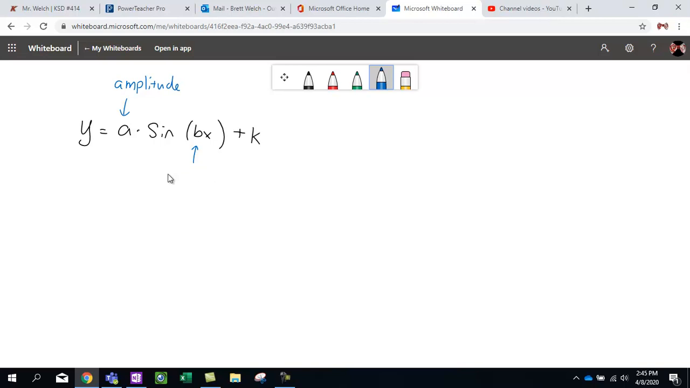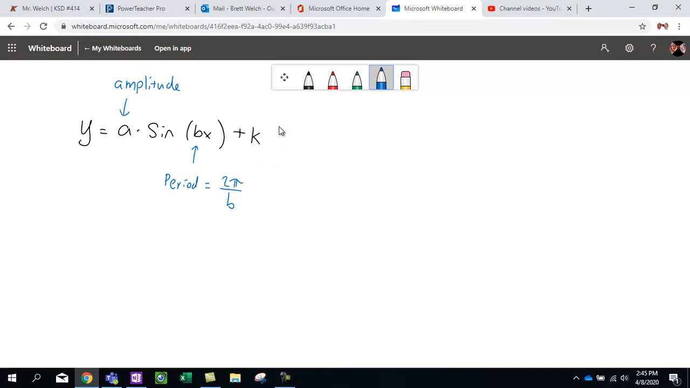So the rule that we want here, we talk about the period of the wave, or how long it takes for the wave to complete a cycle. And that period will always be 2 pi divided by b. Now again, sometimes b is a fraction and we'll have to do some flipping times.